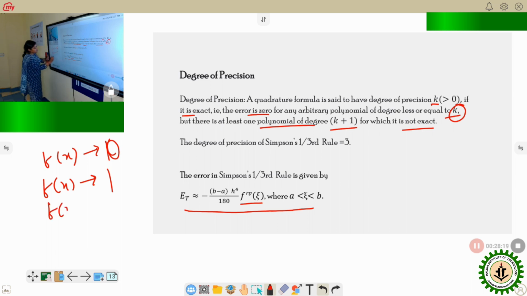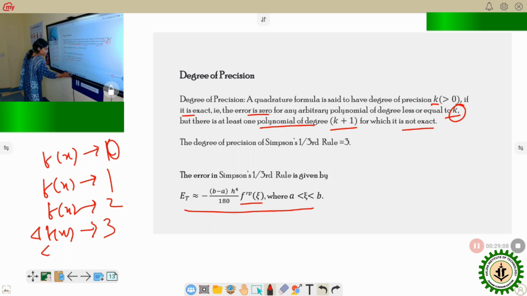Now if I take f(x) as a polynomial of degree 2, what will be delta of f(x)? Delta of f(x) will be a polynomial of degree 1. Delta square f(x) will be a polynomial of degree 0, meaning a constant value. Now delta cube and higher order we will get 0, meaning the fourth order we will get 0. In this way, if I take a third order polynomial, then also the fourth order will be 0.